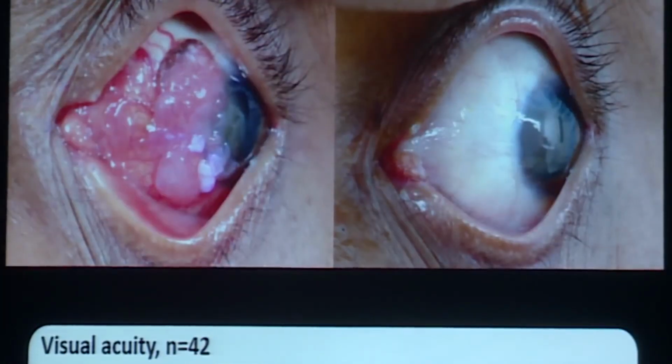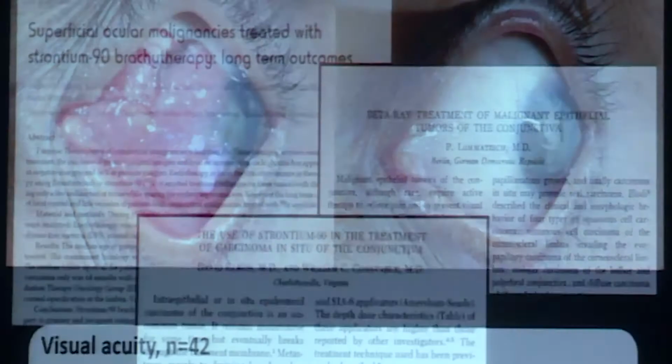Visual acuity of better than 20/40 was maintained in 24% of patients, and only 1 patient had reduction in visual acuity, and this was due to recurrent corneal epithelial erosion.